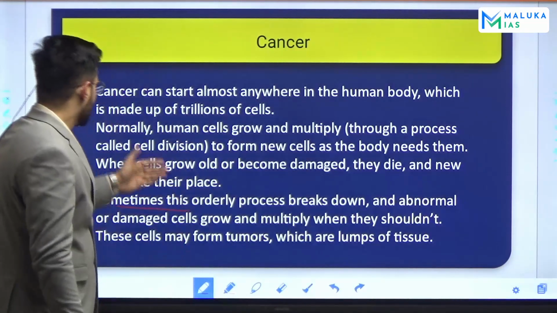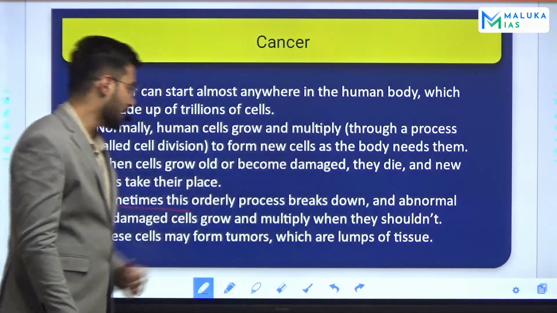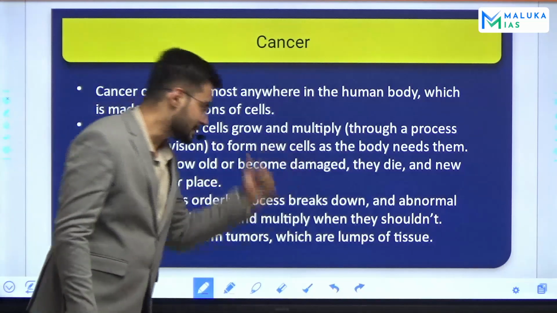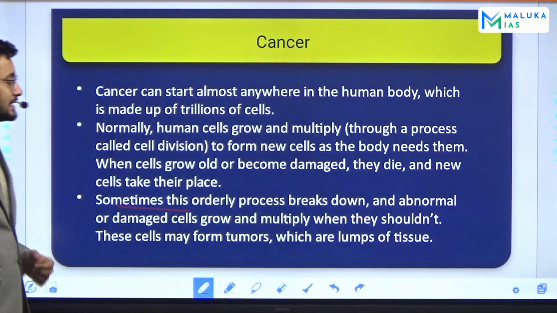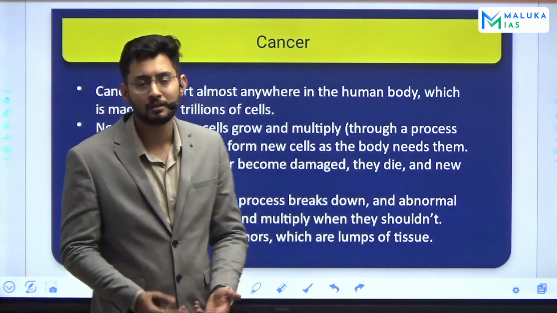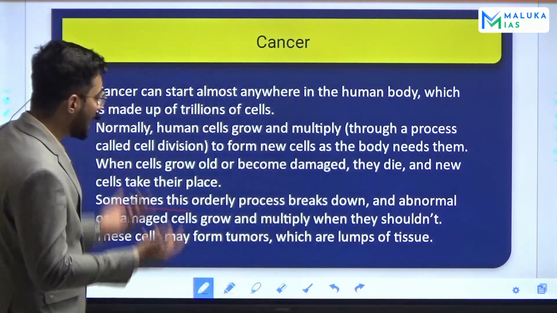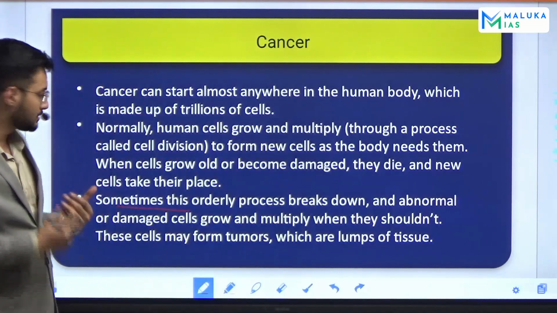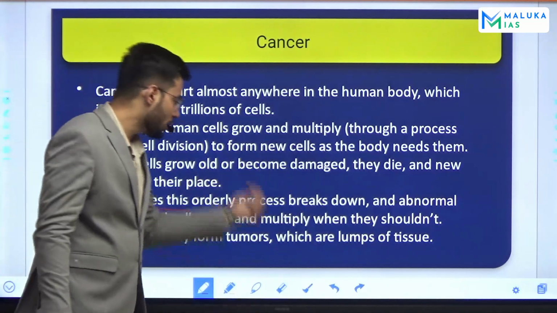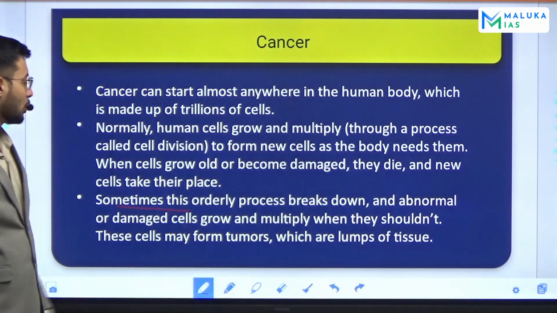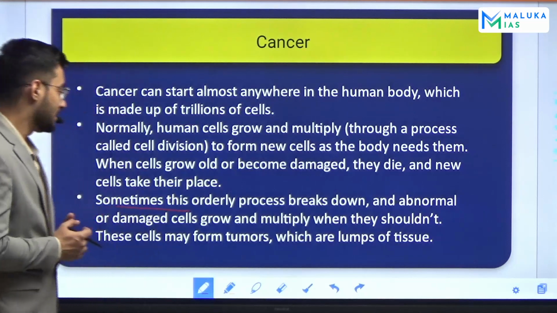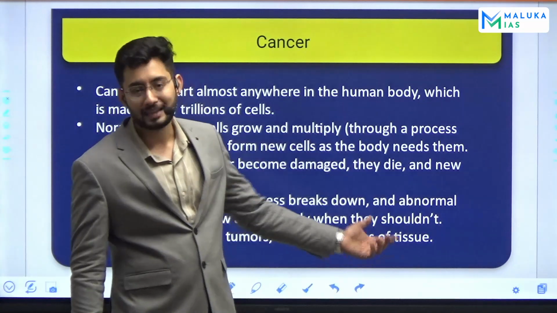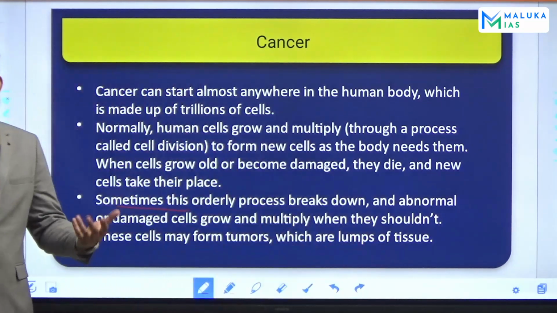Normally human cells grow and multiply through a process called cell division to form new cells as the body needs them. When cells grow old, they become useless or damaged, they die, and new cells take their place. Then sometimes this orderly process breaks down and abnormal or damaged cells grow and multiply when they should not. These cells are called cancerous cells.